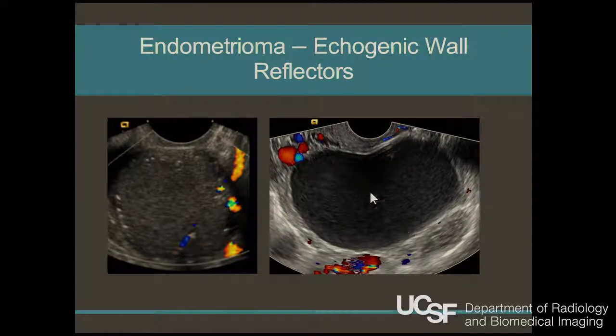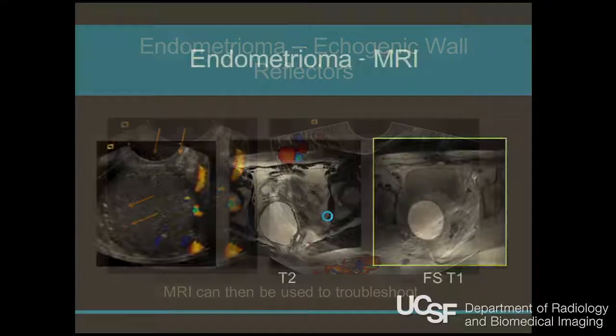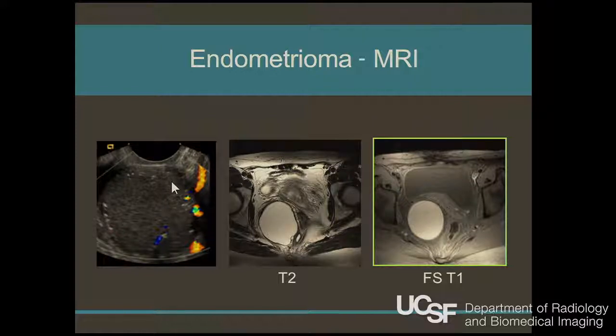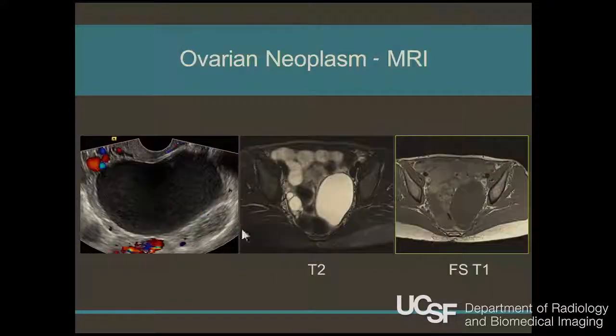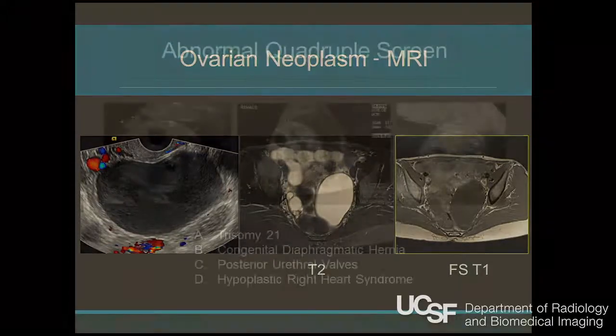This was a case we had, kind of looks like endometrioma, but I don't see any echogenic wall reflectors. So in that case, do an MRI. You do the MRI, and this is an endometrioma on MRI. I know you've seen that before, but fat is bright on T1, blood products, you're done, endometrioma. In this case, the thing was bright on T2, not bright on T1. This is an ovarian neoplasm. So if you don't see the echogenic wall reflectors, do an MRI. That's my rule of thumb.